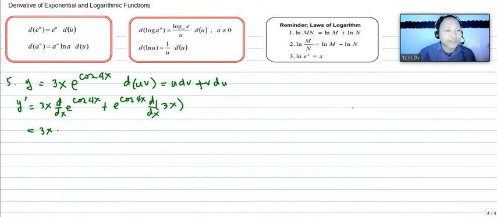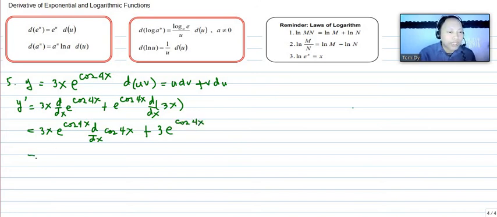We have e to the cosine of 4x times the derivative of cosine 4x. This is e to the u du. And then the derivative of 3x equals 3. So we will write first 3 before e to the cosine 4x. So we have here 3 e raised to cosine 4x.